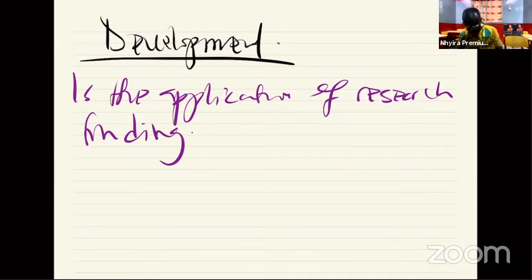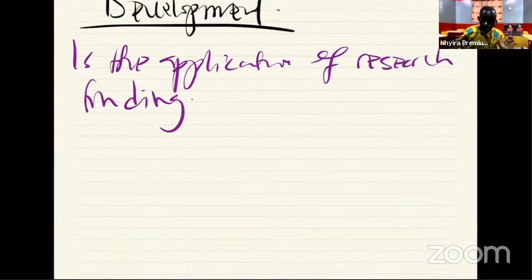So that is it. When we use research finding to gather information, and when we use research finding to develop product prototype or improve upon an existing product, that is development.